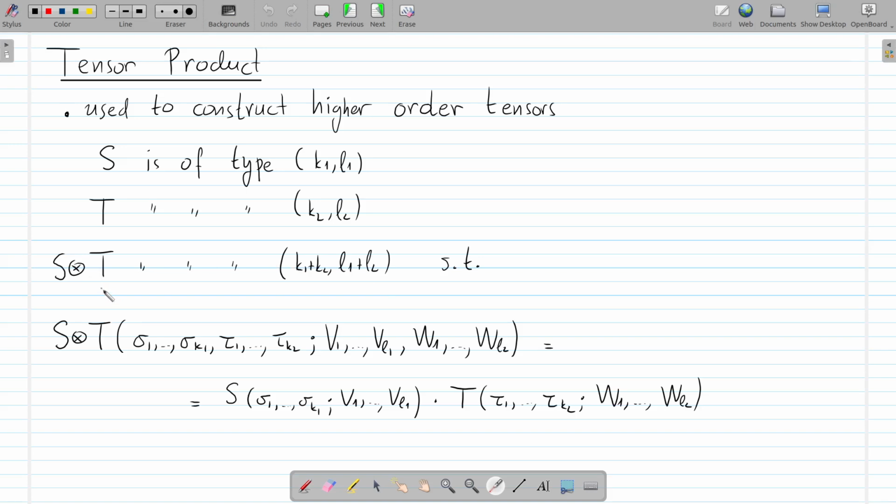And this tensor will be defined by its action on k1+k2 one forms and l1+l2 vectors. So if we take any such group of one forms and vectors, then the action of the tensor product on them will be given by the product of the separate actions of S and T on the respective one forms and vectors. So here we have k1 one forms that will be put on the first term here, and l1 vectors that will be put here. For the term involving the tensor T, we take the next k2 one forms and put them on the first slots of the tensor T, and l2 vectors from here and put them in the slots of T here.